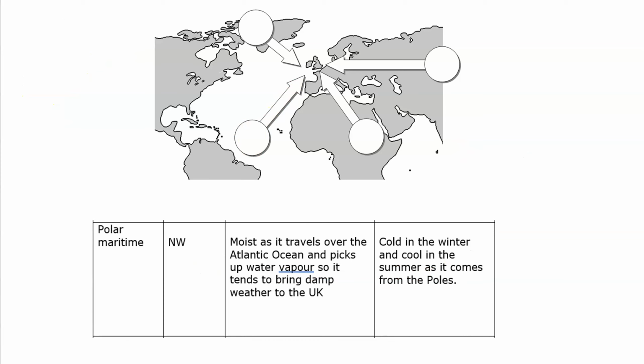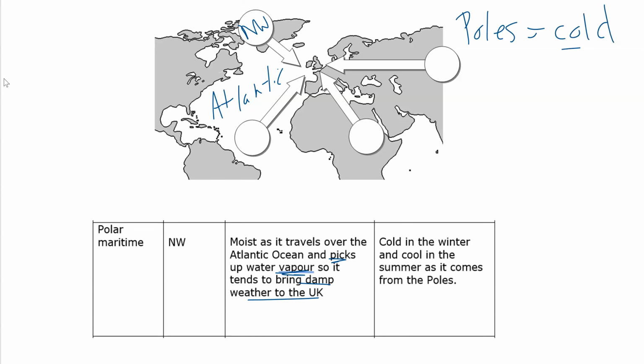Right, next up we have our northwest wind, and that is our polar maritime air mass, named after the direction it comes from, coming from the northwest, from the polar regions here. Now it too is travelling over the Atlantic Ocean, so as it does so, it also picks up water vapour, tends to be very damp weather to the UK. And because it's coming from the poles, which, as we saw in the last section, in terms of latitude and its effect on temperature, that's cold. So it's cold in the winter, and even in the summer you would describe it as cool.